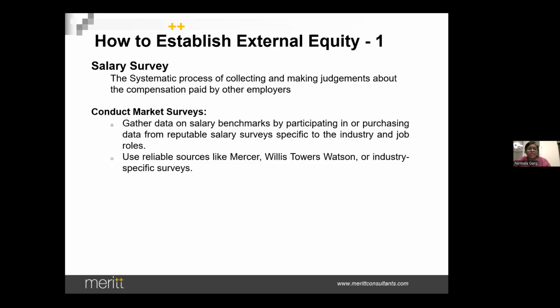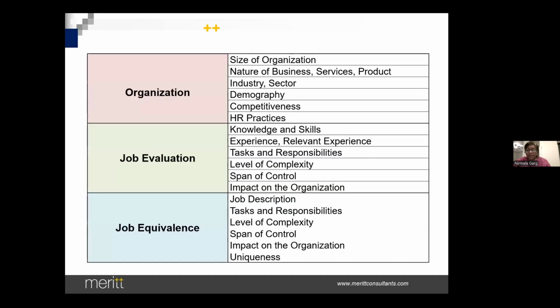Okay. So when we talk about conducting market surveys, typically we have to look at the size of the organization. What is my business? What is my industry? What is my demography? Because unless I look at similar organizations, I cannot compare oranges to apples. That's first and foremost.